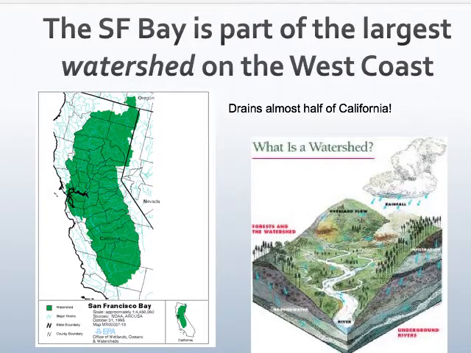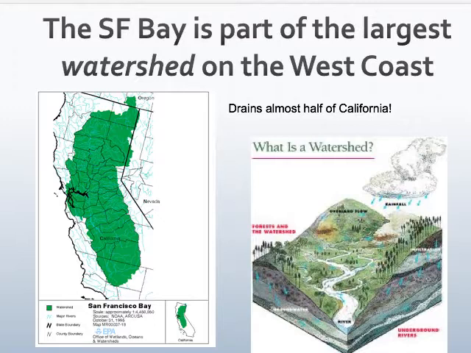Now, before we further explore how hydraulic mining is connected to the San Francisco Bay, we need to define the term watershed. The San Francisco Bay is part of the largest watershed on the west coast of the United States. In fact, this watershed drains almost half of California, and it drains it by connected waterways into the San Francisco Bay.